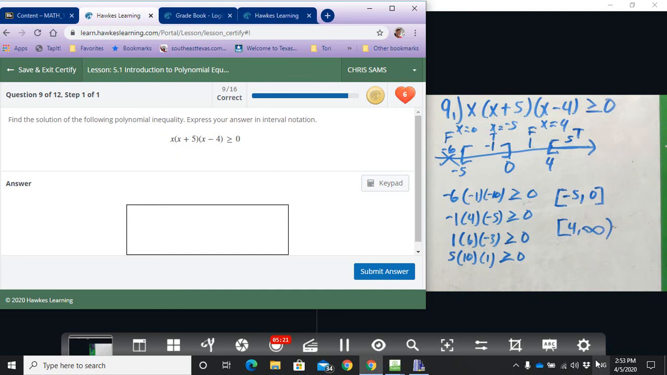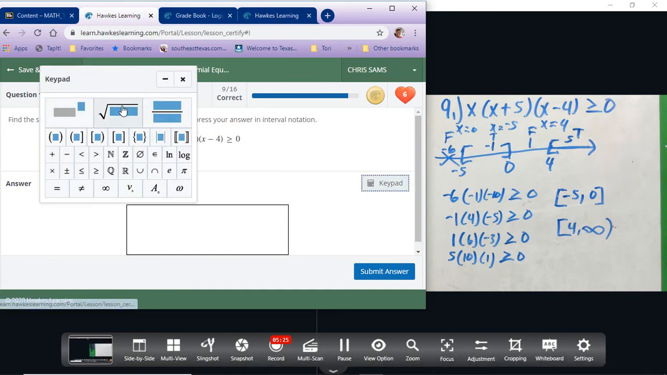So there's our solution. We're going to be doing brackets this time, both the left and the right. So we're going to have negative 5 to 0 union, and we're going to have open, close on the left, we get 4 to infinity.